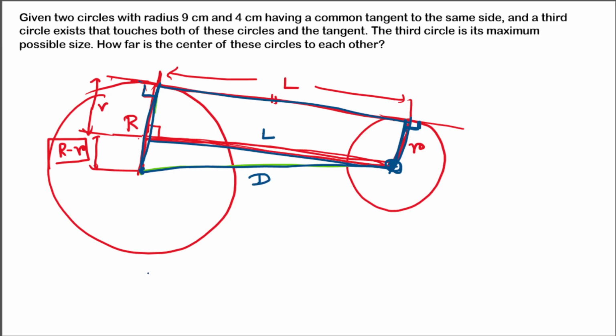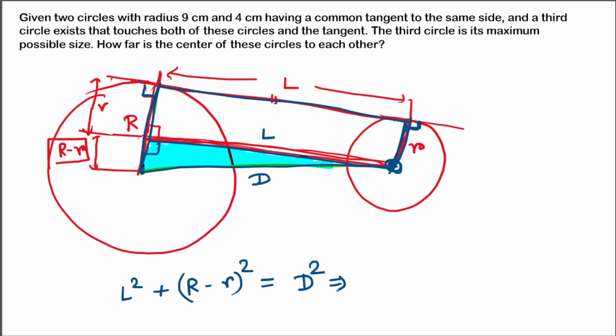So what can we write? We have this particular triangle that I have highlighted. This is a right angle triangle, why? Because this angle is 90 degrees, right? So that means we can use Pythagoras. So Pythagoras will say L square plus (R minus r) square should be equal to D square, right? There should not be any confusion in this.